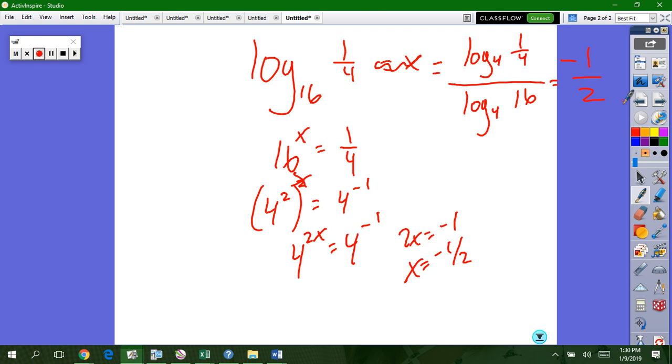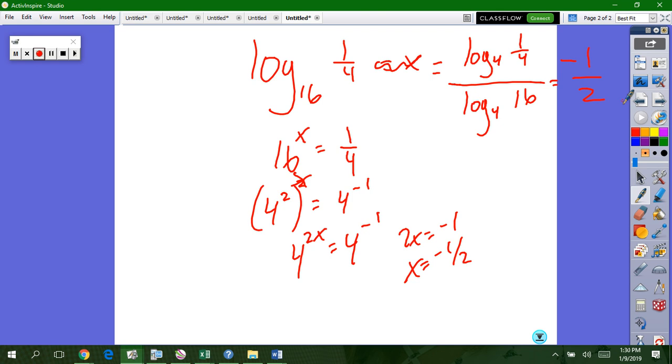Could I have also done that with log base 2? We could also go to base 2 because 1/4 is 2 to the -2, and 16 is 2 to the 4th. Right? Yes.